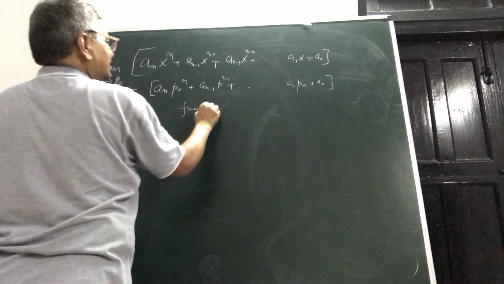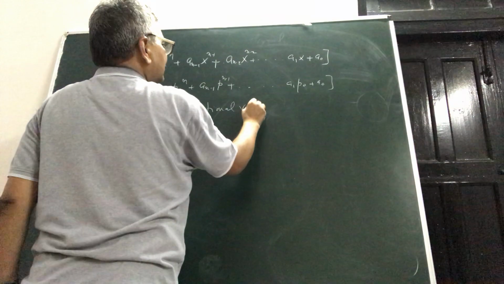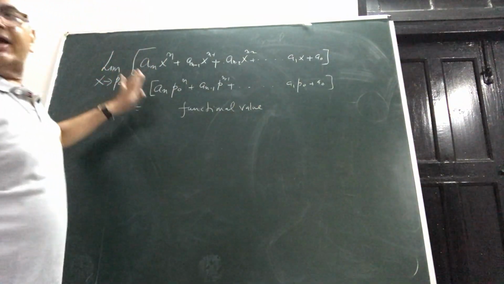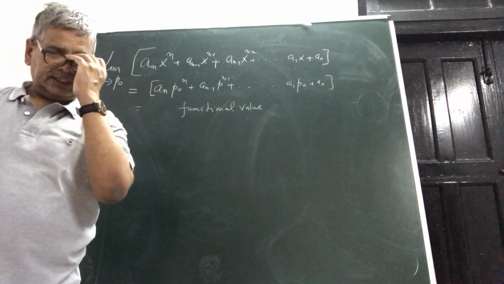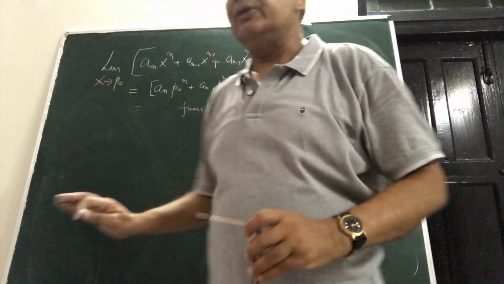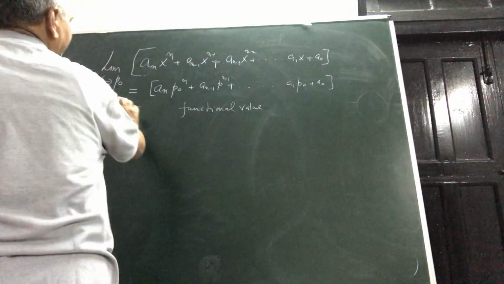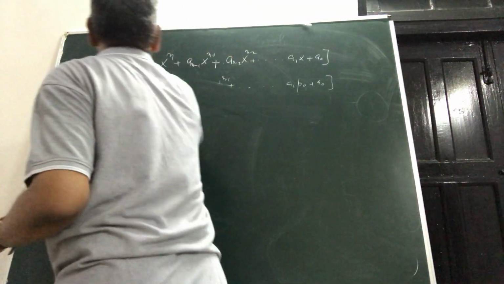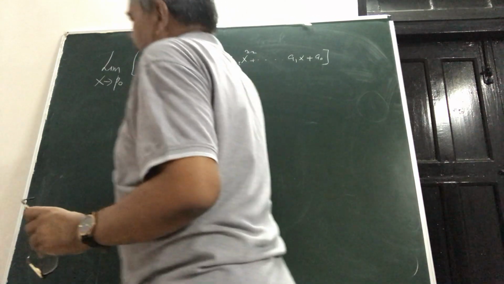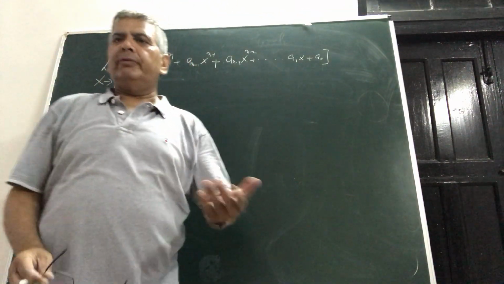So what we are essentially showing is that the limiting value always turns out to be equal to its functional value. Now see here, we need not prove this from scratch. Only on the basis of our properties we will prove it.